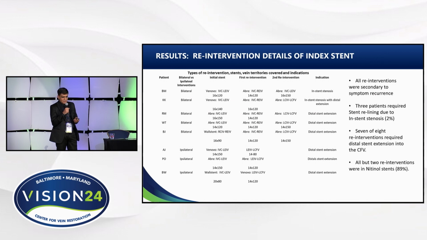So this again is a little busy slide, but it gives you the details of the reintervention after the index stent. To summarize, all reinterventions, as I said, were secondary to symptom recurrence. 3 patients required stent relining due to in-stent stenosis, which is about 2% of the total study population. 7 of the 8 reinterventions required distal stent extension into the common femoral vein. And I have a talk later on, we'll talk about that. All but 2 reinterventions were in nitinol stents. The only reason being that we used only 15 Wallstents. It's not that there is anything wrong with the nitinol stent.